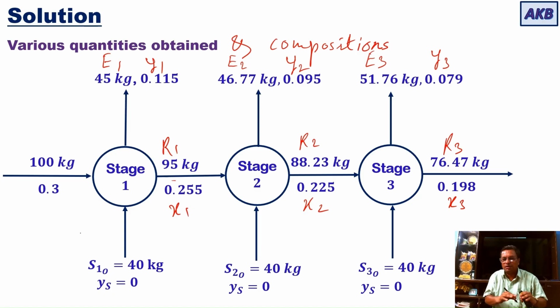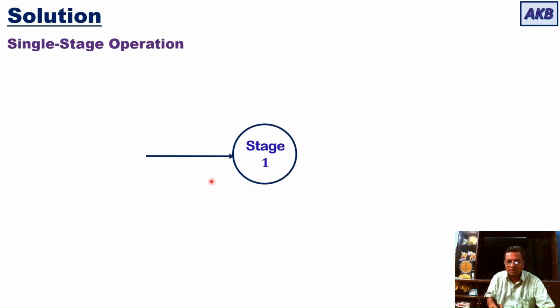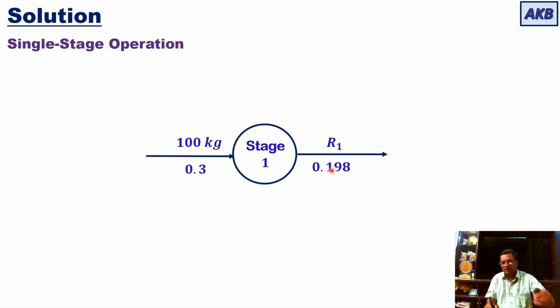Now we have got all the quantities, we have got all the compositions. So that ends our solution for part 1. Now we have to solve part 2. In part 2, we are supposed to carry out single stage operation. So feed is again 100 kg, weight fraction of solute in it is 0.3, and we are supposed to get raffinate whose composition is 0.198. The same composition that was obtained after stage number 3 in the previous case.